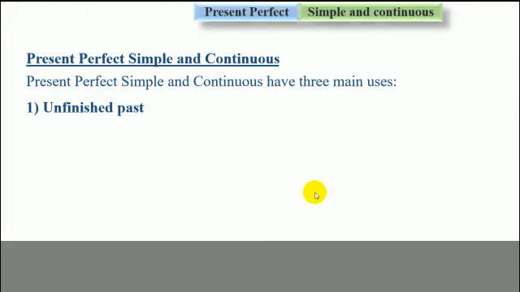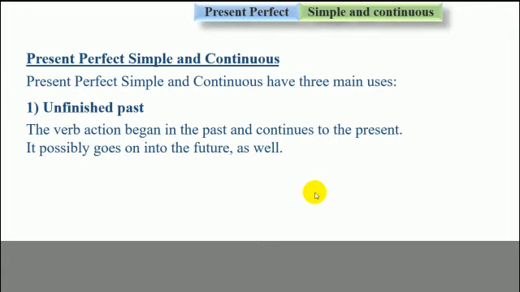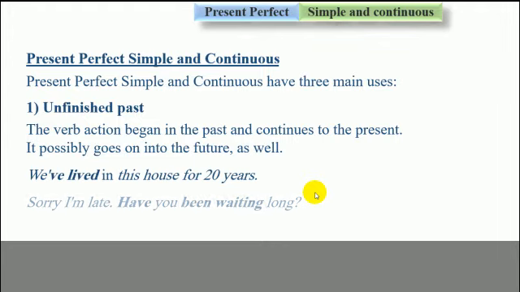So first, unfinished past. The verb action here begins in the past as usual, okay, and continues to the present. It possibly goes on into the future as well, right? With the continuous, there is a possibility for the action to go on into the future. For example, we've lived in this house for 20 years.